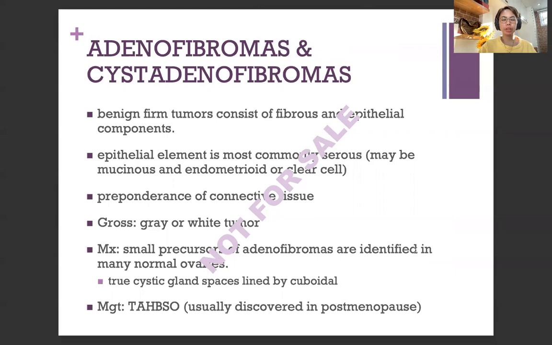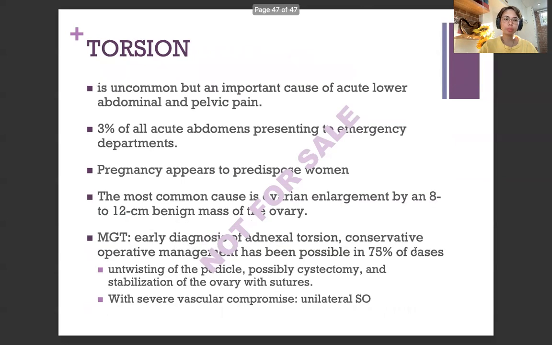Again, ovarian new growth in postmenopausal women, surgery. But among reproductive age women, as much as possible, no matter how large the mass, we try to save the ovary. So cystectomy. Even with patients with torsion, you just have to release the torsion, and then the blood flow will resume, and then just do cystectomy. That's how I did with my patient.